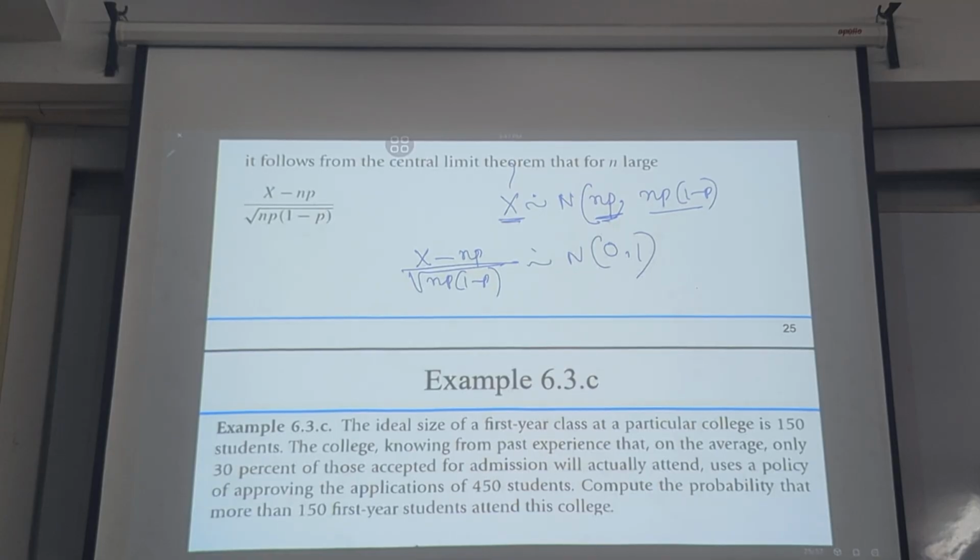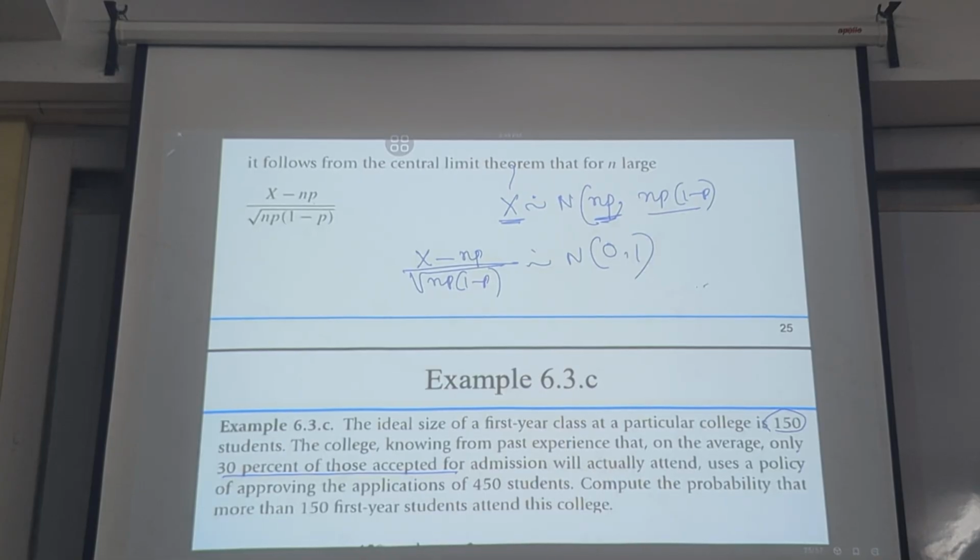Ideal size of the first year class. Very interesting problem. Let me state it in some terms. The first year class at a particular college has an ideal size of 150. Now, the college knows from past experience that on average, only 30% of those accepted for admission will eventually enroll. Now, if we want 150 admitted, then actually this goes up to what?